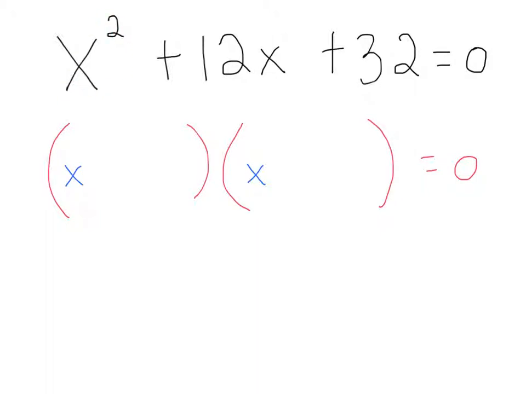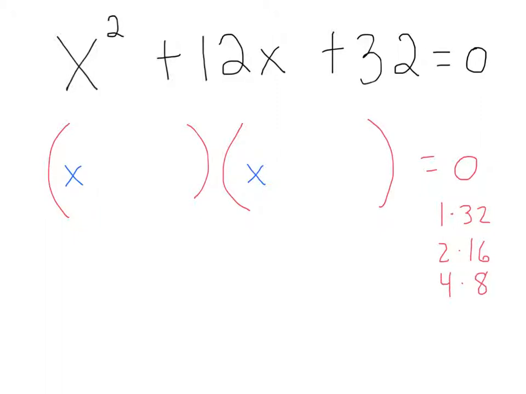And now I need to write the factors of what? 32. My factors of 32 are 1 times 32. What else? 2 times 16. 2 times 16. What else? 8 times 4. 4 times 8. Anything else?